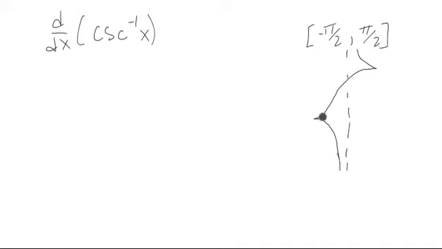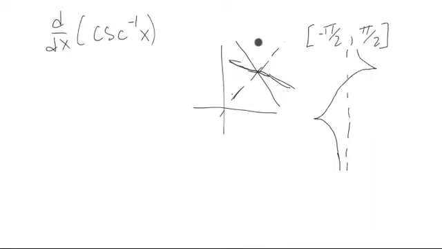Notice how cosecant is always decreasing. Its inverse will always be decreasing too. So you think if you have a decreasing function, you swap your x's and y's to reflect across this line right here, you end up still getting something decreasing. So we're going to expect the derivative of this always to be negative.